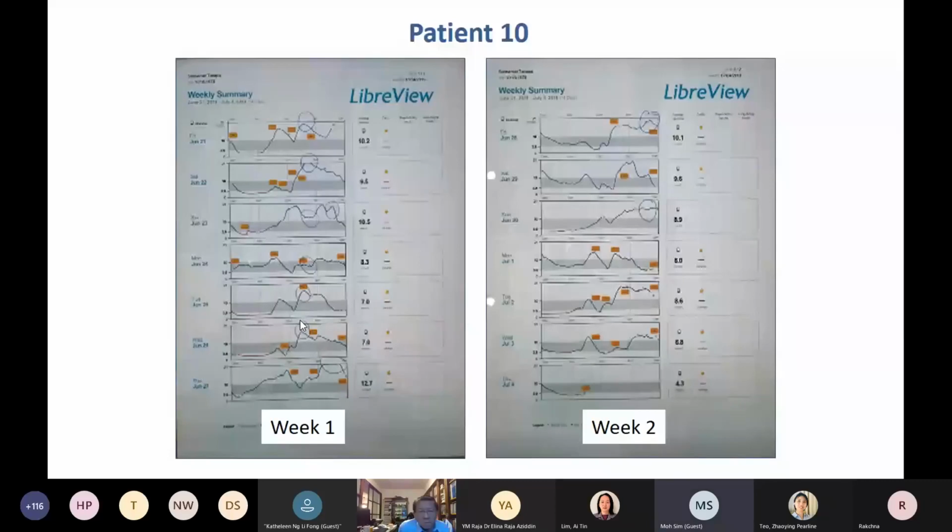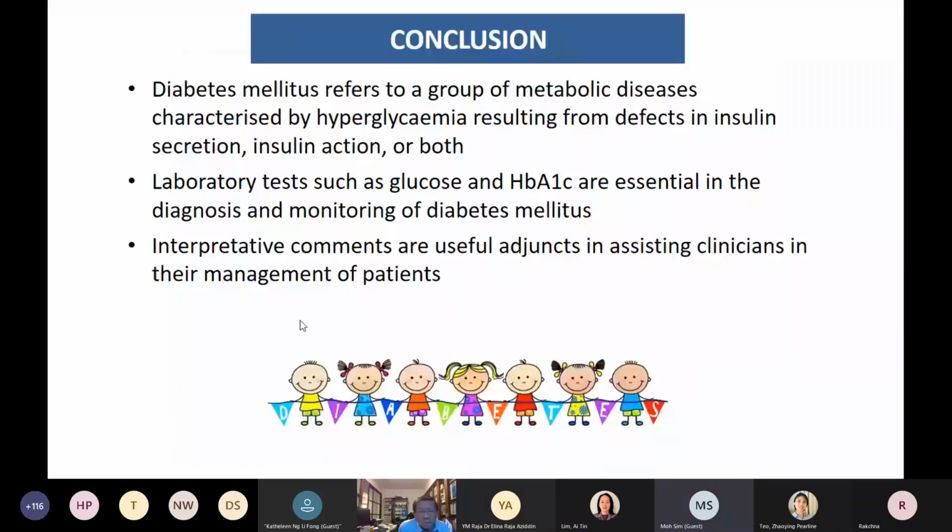So in conclusion, diabetes mellitus refers to a group of metabolic diseases characterized by hyperglycemia resulting from defects in insulin secretion, action, or both. Laboratory tests such as glucose and HbA1c are essential in diagnosing and monitoring diabetes mellitus.